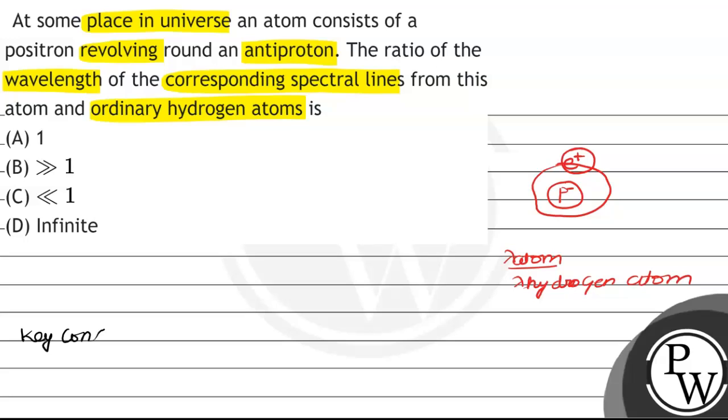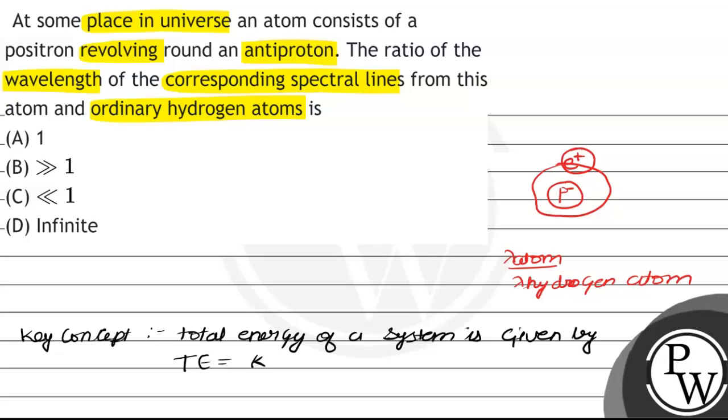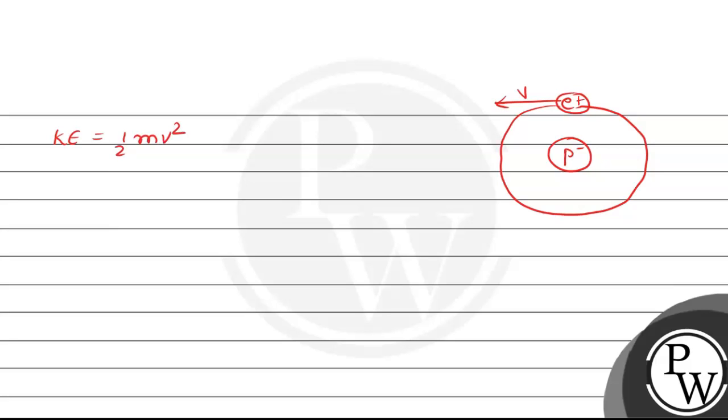Concept of this question, which says total energy of a system is given by TE equals to the sum of kinetic energy plus potential energy. Now students, when this was revolving around this antiproton, this has some velocity, and due to this velocity it has some kinetic energy whose value can be given as half mv square.